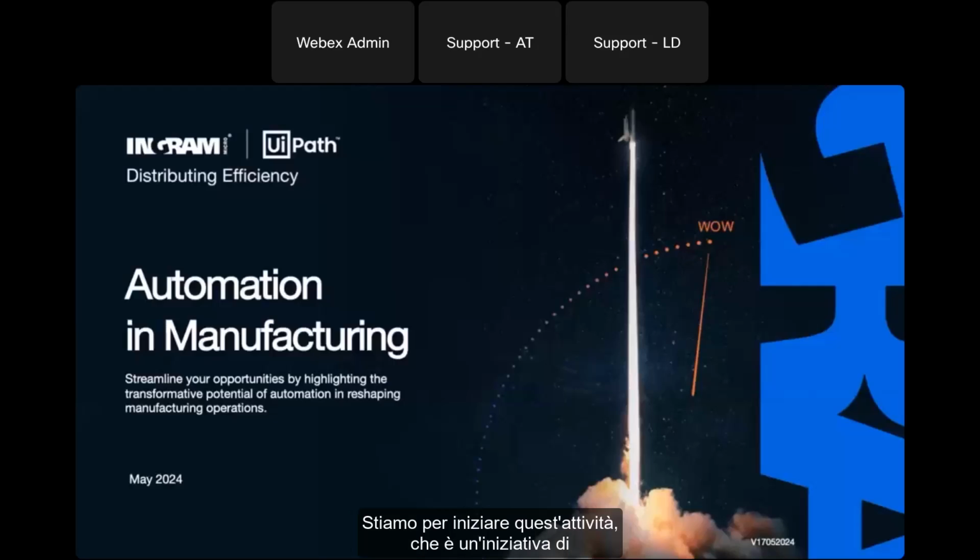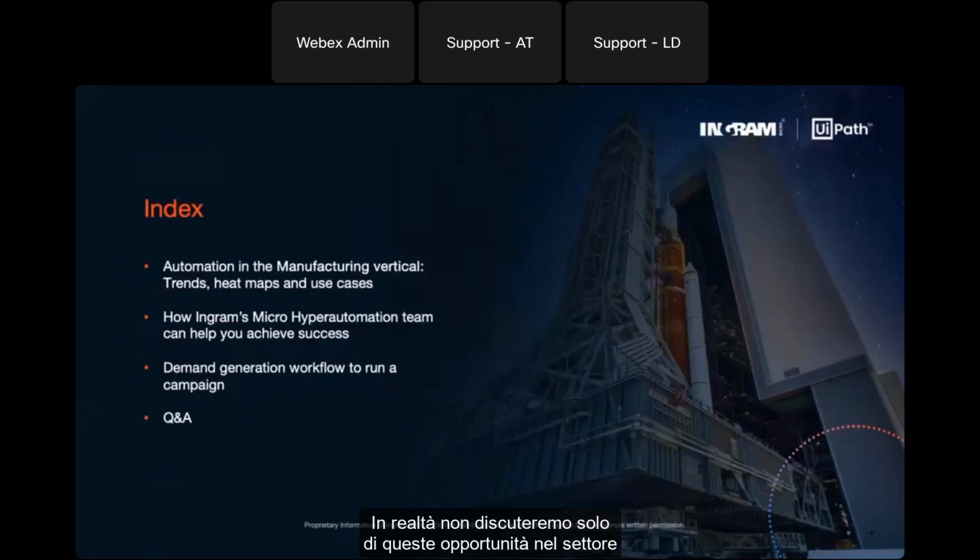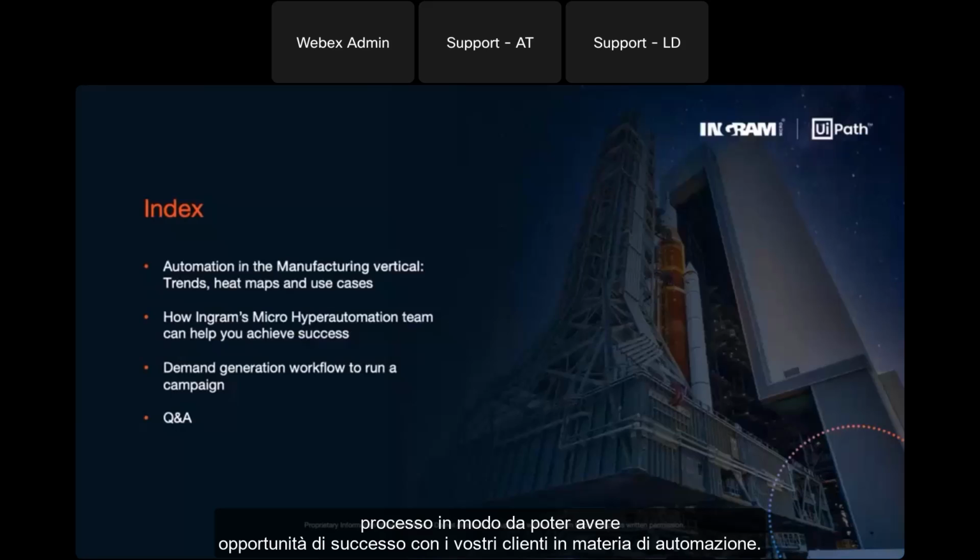We're going to start this activity, which is an effort from Ingram and UiPath for all the partners. We are going to describe the opportunities and the use cases for automation in the manufacturing industry. We are going to discuss not only those opportunities in the industry, but also share with you how you can leverage the Ingram Micro hyperautomation team and how you can add all those services into your process so you can achieve success on your opportunities with your customers around automation.